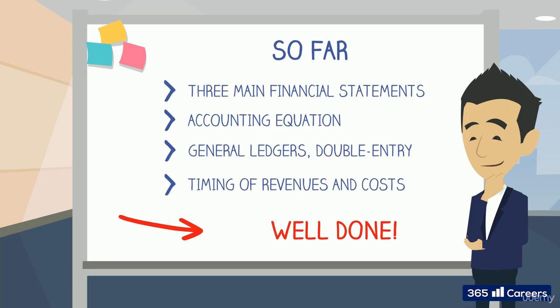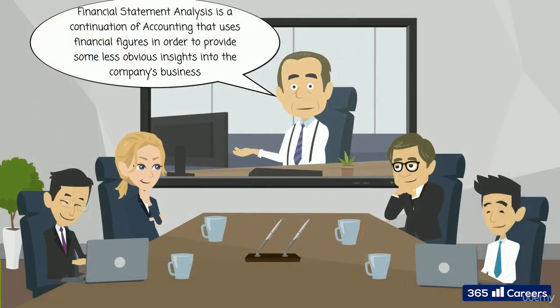These skills alone are what any firm would expect you to know if you start as, say, a junior accountant. However, in this chapter, we're going to delve a little further into financial statement analysis. Essentially, financial statement analysis is a continuation of accounting that uses the numbers that were registered in order to produce meaningful information and provide some less obvious insights into the company's business.